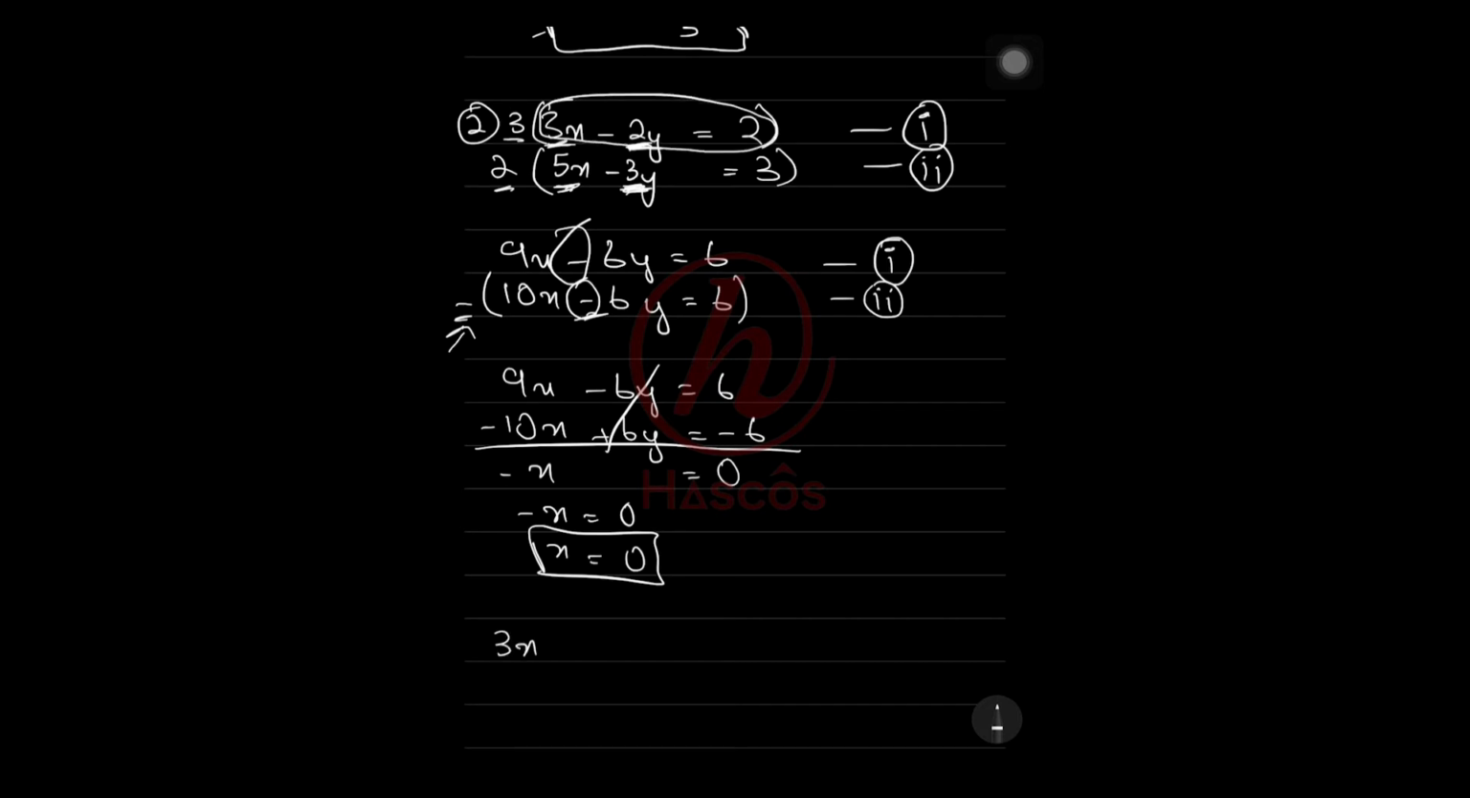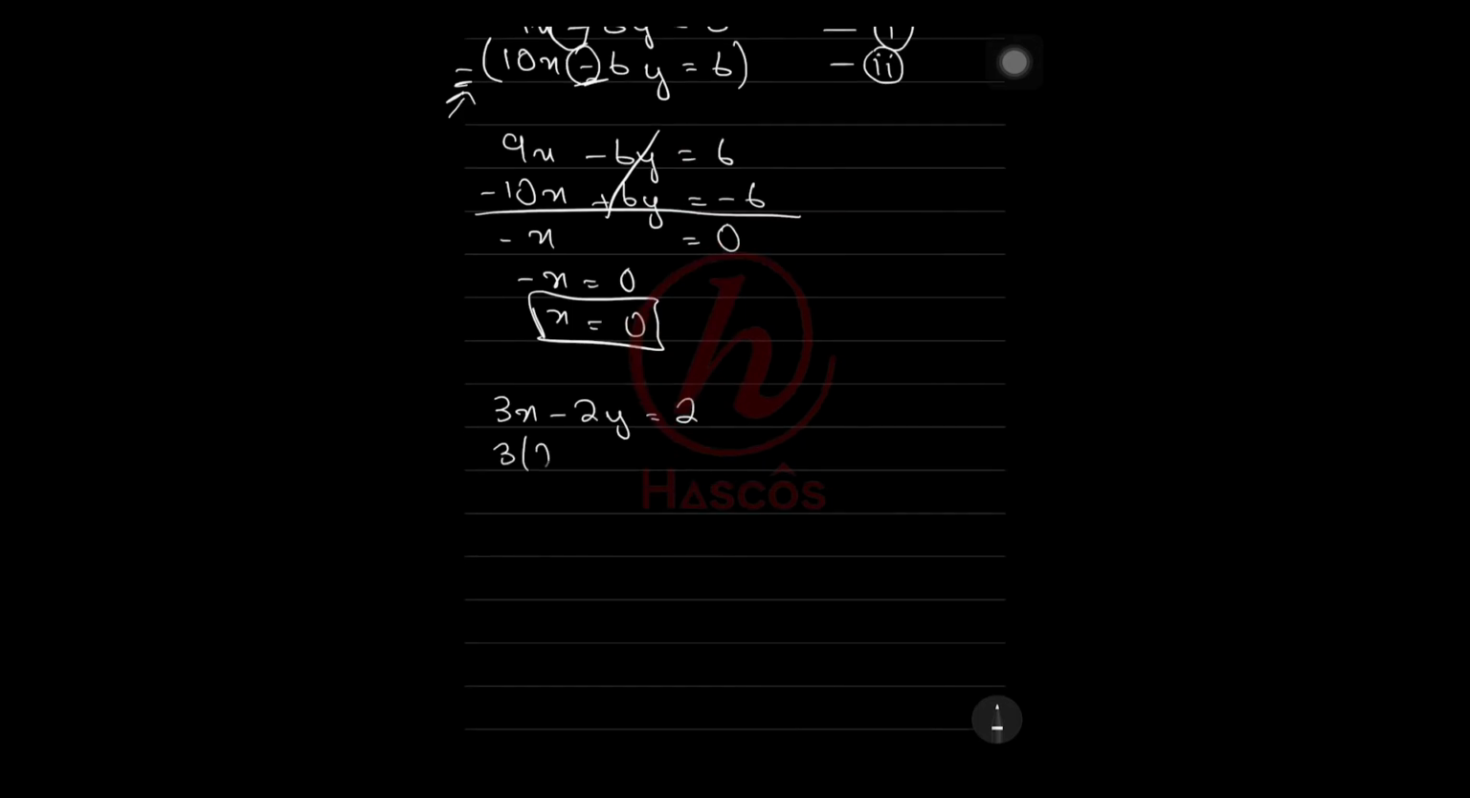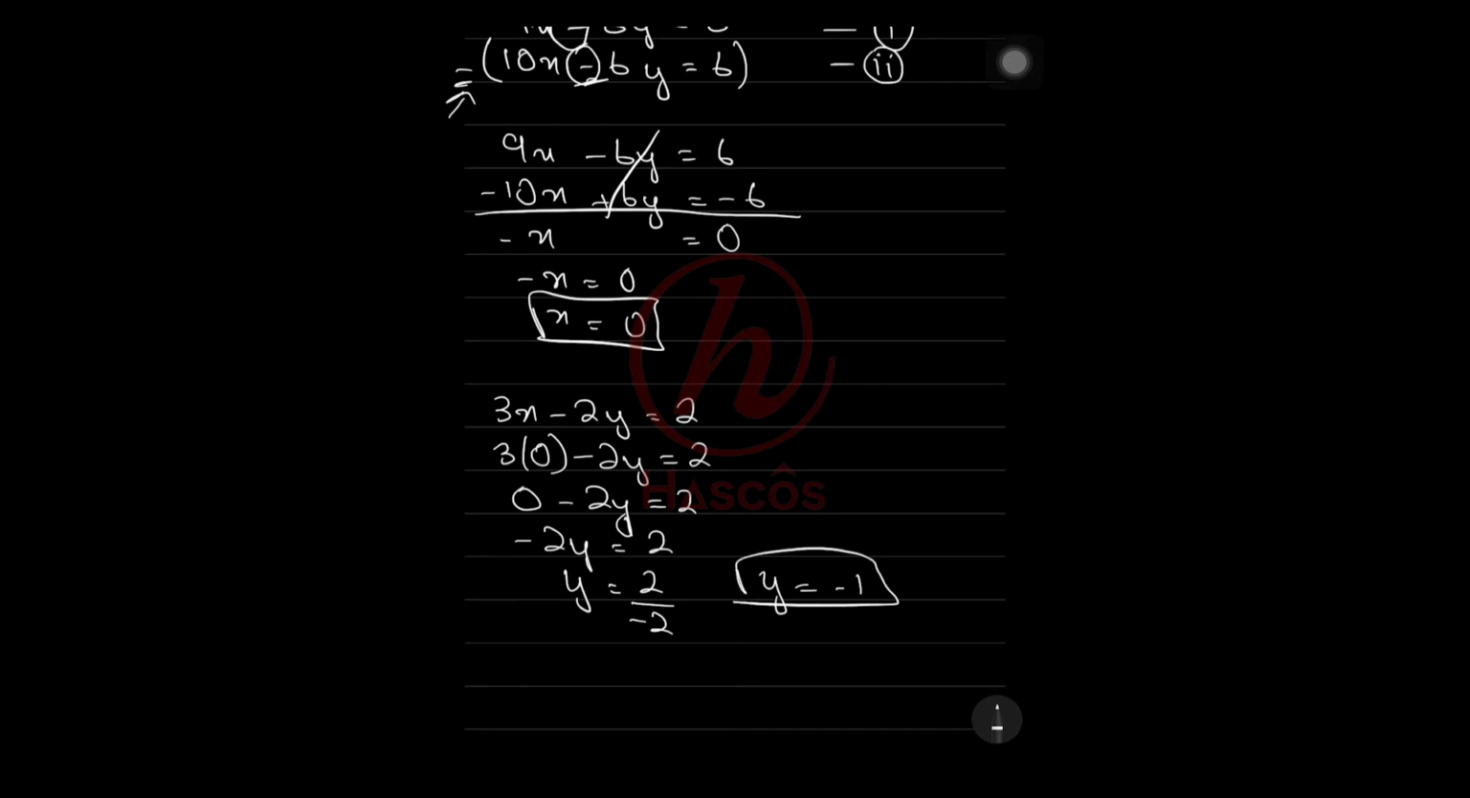We copy the first equation, which is 3x minus 2y equals 2. We plug in the value of x as 0. So it's going to be 3 times 0 minus 2y equals 2. 3 times 0 is 0. 0 minus 2y equals 2. 0 minus 2y is going to be negative 2y. So negative 2y equals 2, y equals 2 divided by negative 2. Y equals minus 1. The value of x is 0 and the value of y is minus 1.